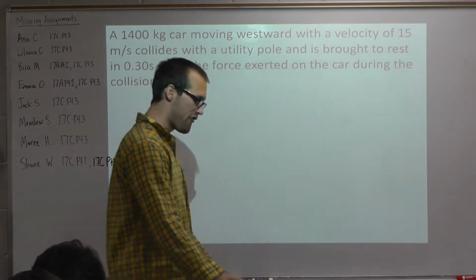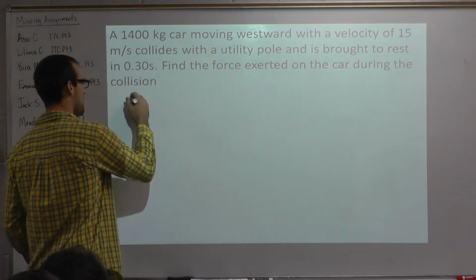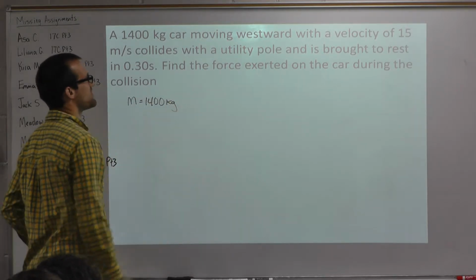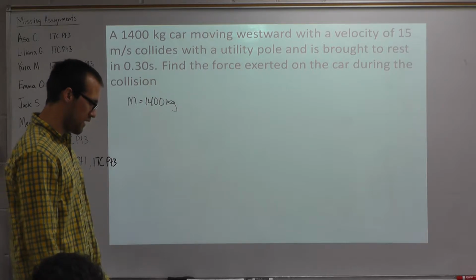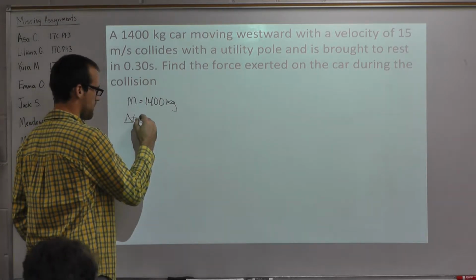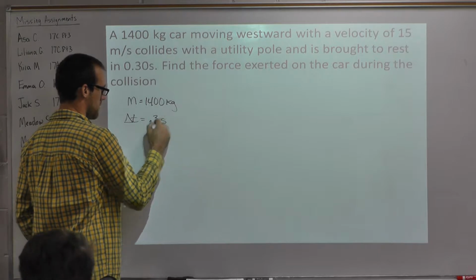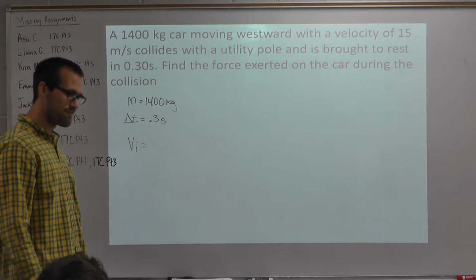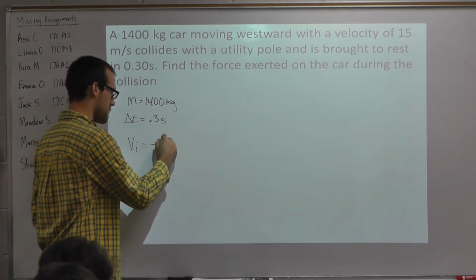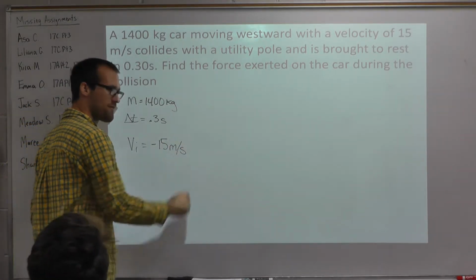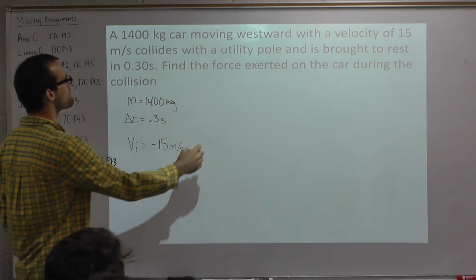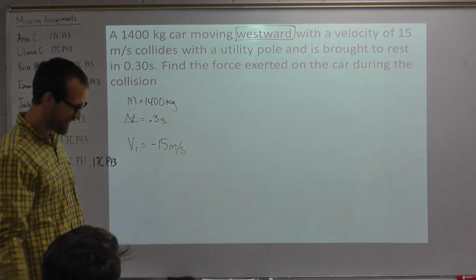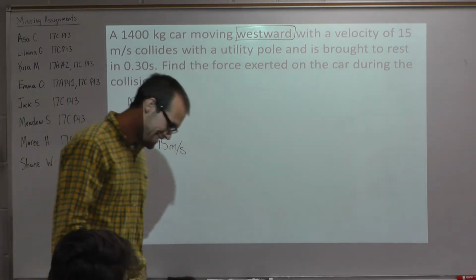Here we go. We got a 1,400 kilogram car. What else do we know? Time. Velocity also. VI is not 15. It is negative 15. Why is it negative? Because it's moving west. So we can just put negative. I did it at the end.